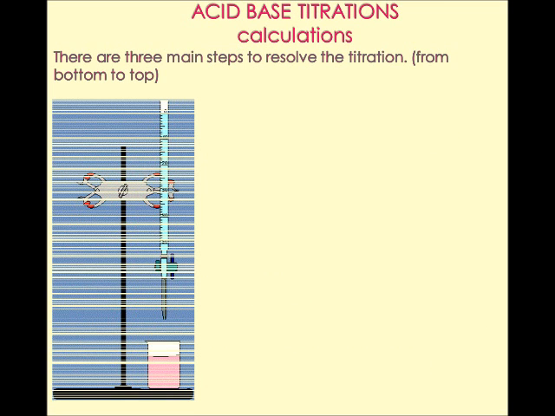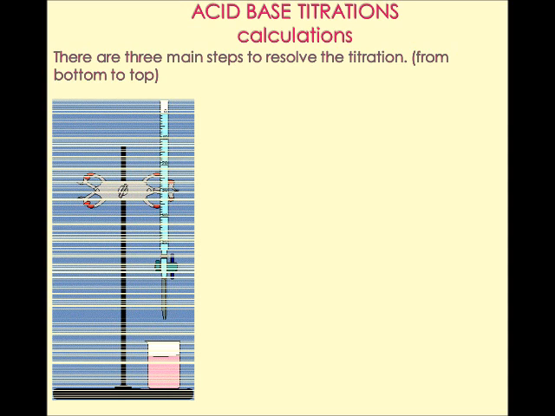Now, for the calculations, there are 3 main steps to resolve the titration, and we're going to begin from bottom to top, because actually the number of moles that we know is the number of moles that are present in the beaker.